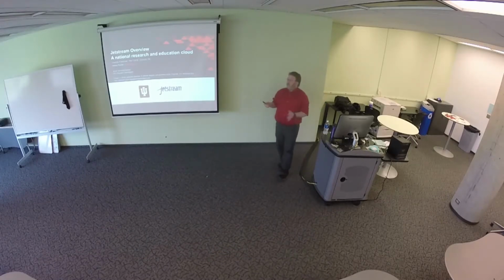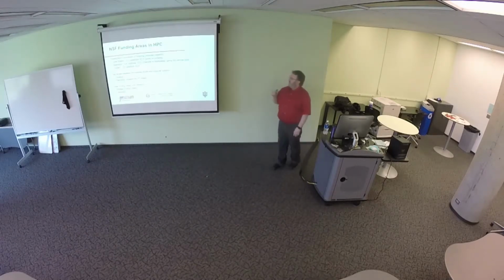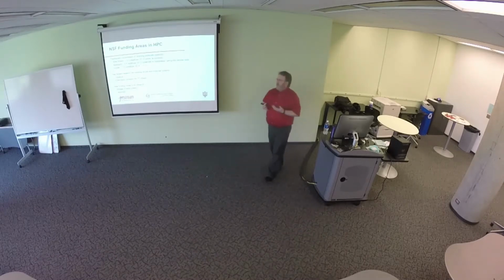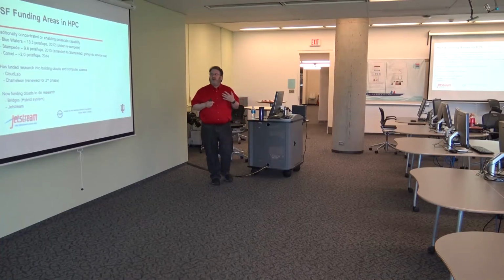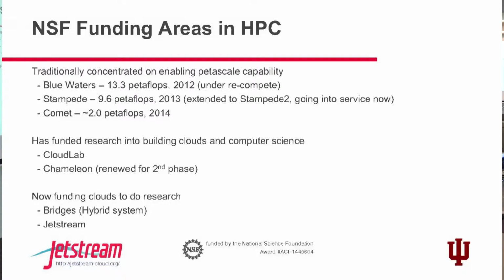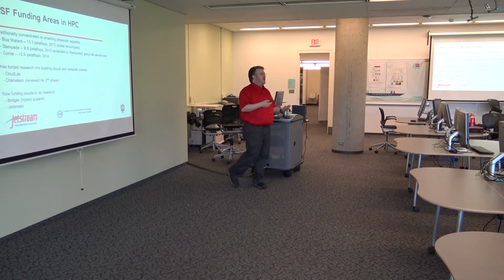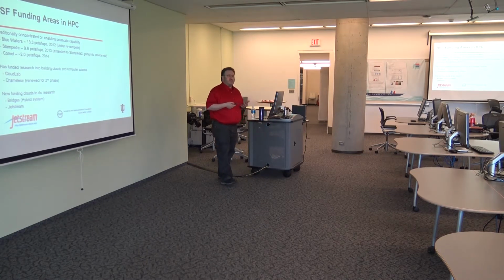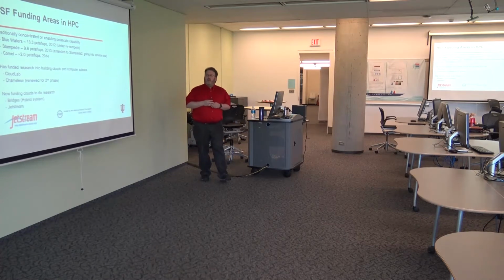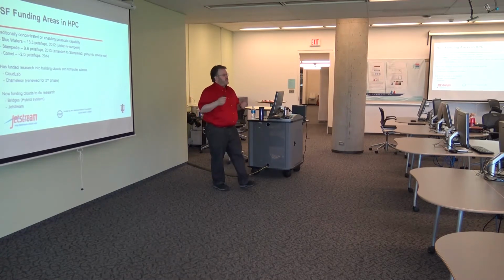If you have questions as we go, please interrupt me. I want to answer all the questions, so don't hesitate. So a little bit about the background of where Jetstream comes from. The National Science Foundation has typically funded HPC in the more traditional sense. So they've looked at the larger machines like Blue Waters and Stampede, and now Stampede 2 and Comet, which are more traditional HPC. They moved along in the last few years and started funding things like CloudLab and Chameleon, so exploring clouds for academic use and for research. And then now they've moved on to doing full production clouds such as Bridges and Jetstream.